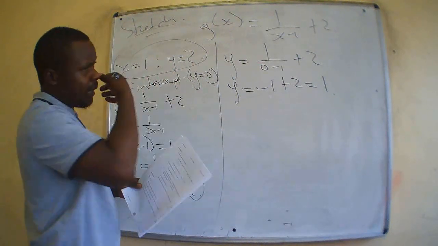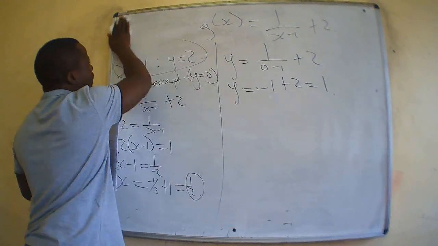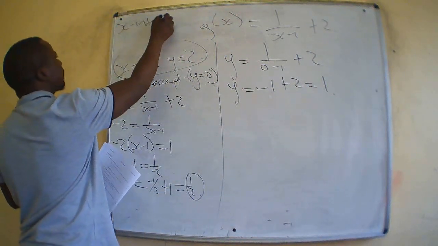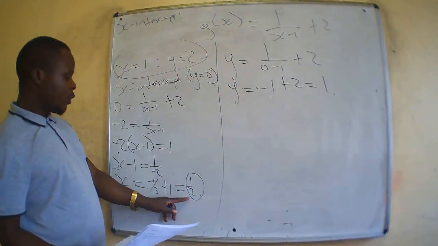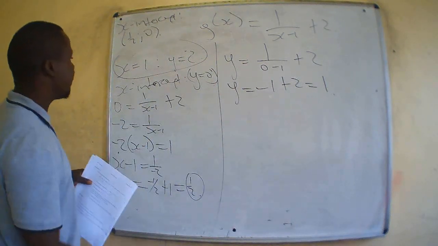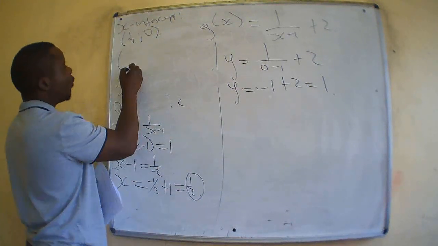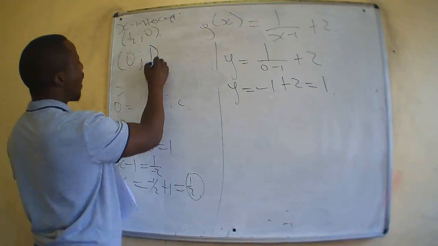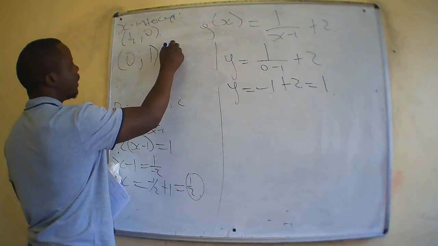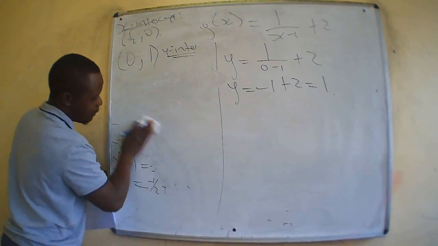Let us gather up the information so that we can draw the graph. Putting together our x-intercept and our y-intercept, we know that the x-intercept is found when y is equal to 0. This is half, 0, our x-intercept. Then we have our y-intercept, where x is 0 and y is equal to 1. So this is our x-intercept and our y-intercept, not forgetting our asymptotes.